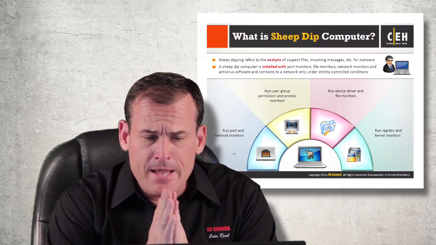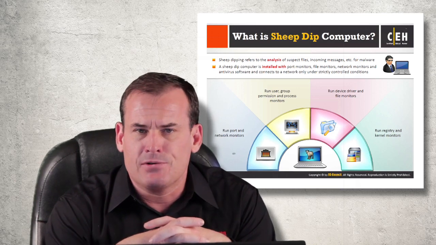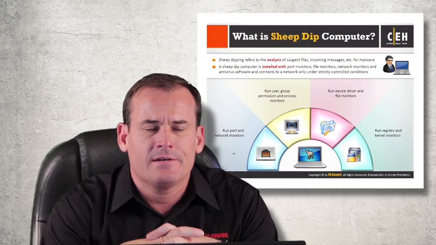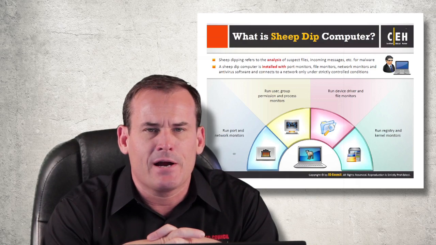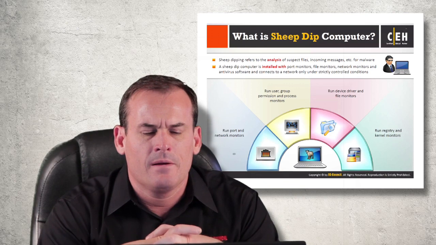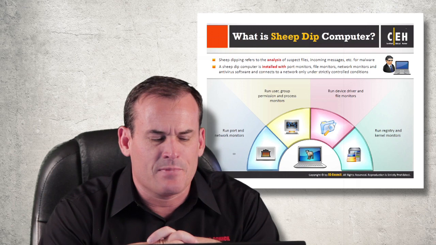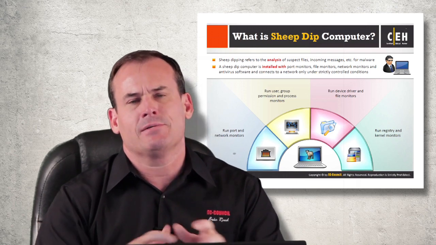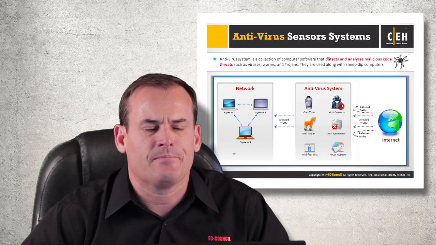Sheep dip is a staging area to inspect a file before it is introduced into the production environment. It can be a system that's historically designed to check physical media, and then also the sheep dip computer is a staging area that's just loaded up extensively with detection software. So device driver and file monitors, registry and kernel monitors, user group and permissions process monitors, port monitors, antivirus, and so forth, to determine if a file is malicious in nature before it is actually introduced to production systems. So it's a staging area.